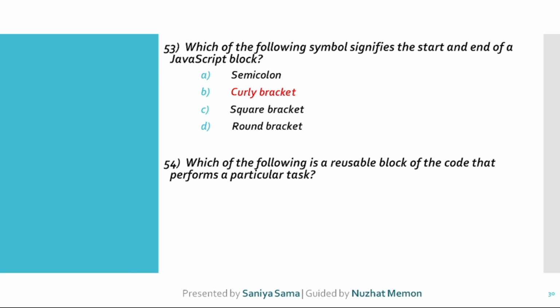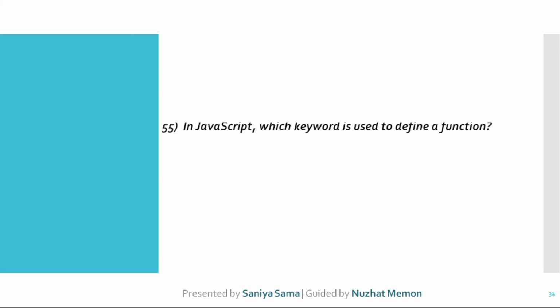54. Which of the following is a reusable block of the code that performs a particular task? Option A array, option B code, option C program, option D function. The answer is function.